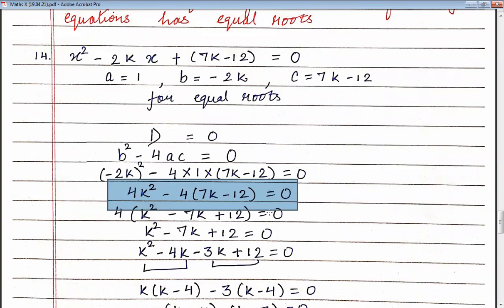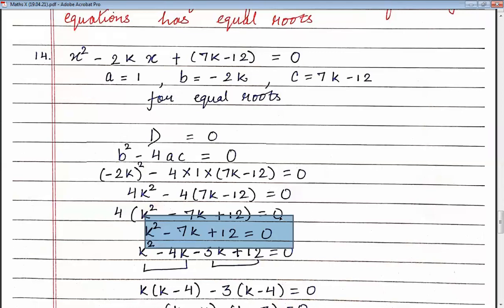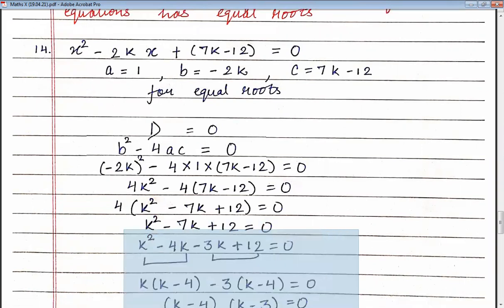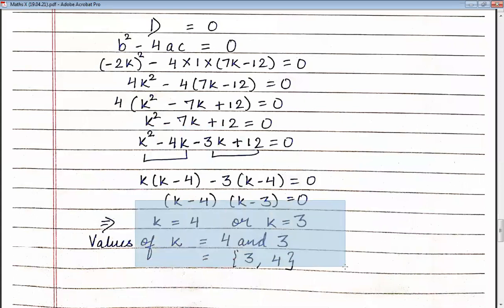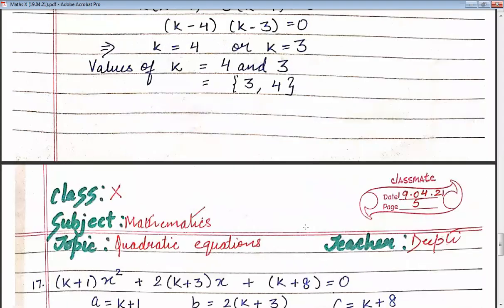Now children, here you will again get a quadratic equation: k square minus 7k plus 12. Everyone knows how to solve a quadratic equation. You can do it by splitting the middle term or by using the formula, it's up to you. When you solve it, you get k minus 4 times k minus 3. So the value of k is 4 or 3, and the solution set for k is 3 and 4. I guess, children, you are clear with this question.